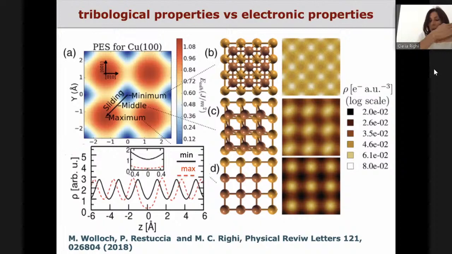So during sliding, there is a charge redistribution, and the amount of charge that is redistributed is directly related to the corrugation of the potential energy surface, and so to the frictional forces that appear during sliding. So we believe that this is an interesting result because it's a first connection between the electronic properties of the interface and the tribological properties.